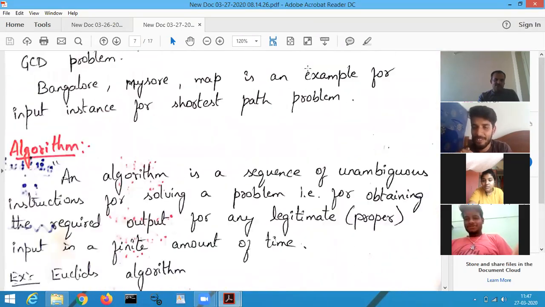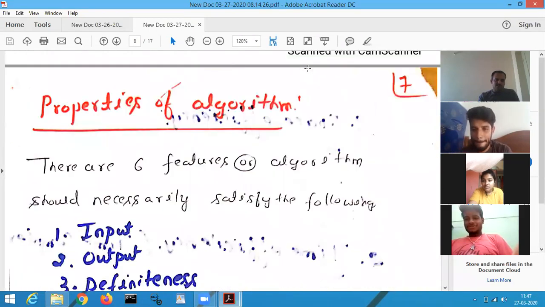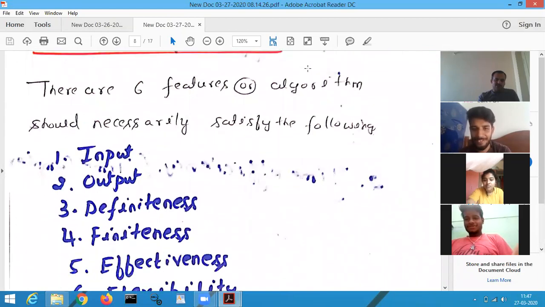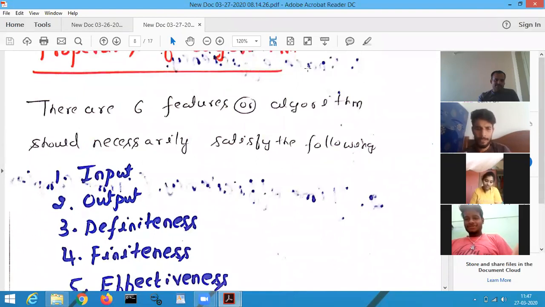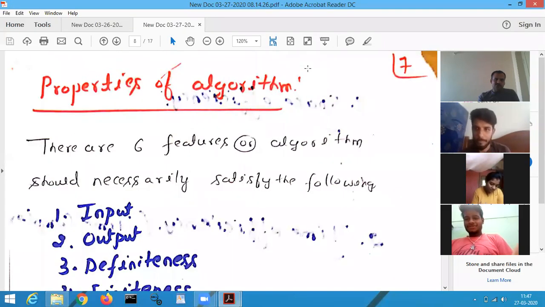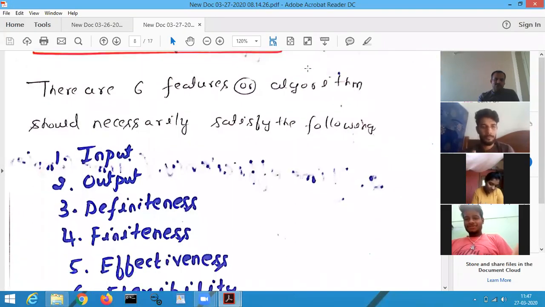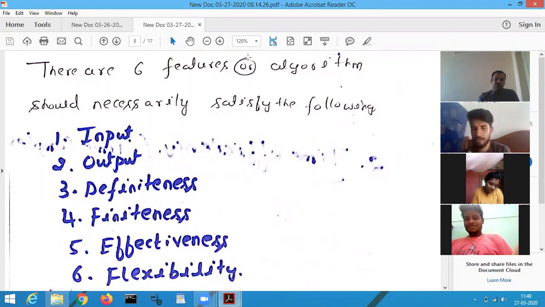Once we know the definition of algorithm, let us see the properties of algorithm. This is also a very, very important question from the point of examination. There are 6 features or properties of algorithm. Every algorithm should have the input, output, definiteness, finiteness, effectiveness, and another one is the flexibility. What do you mean by input?